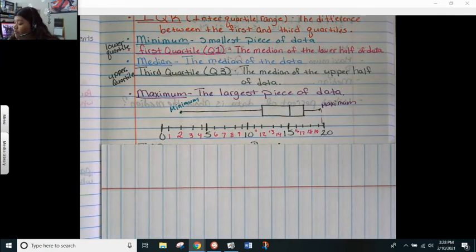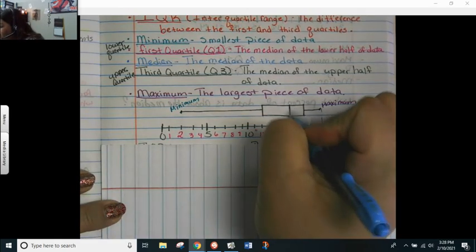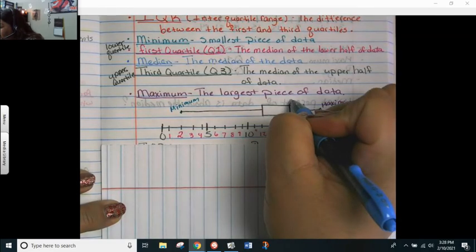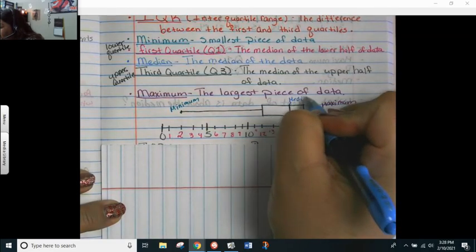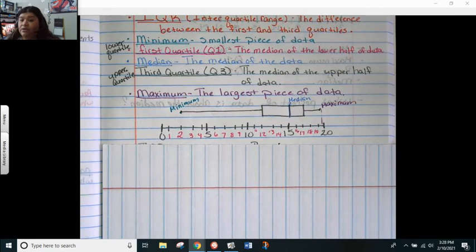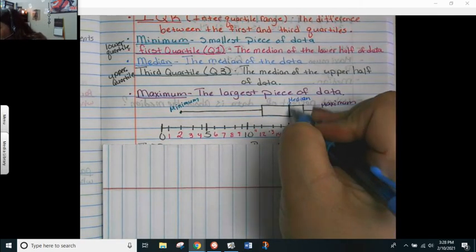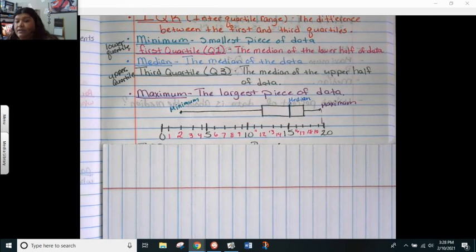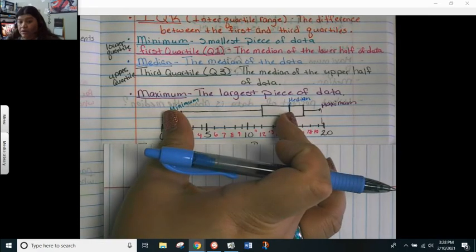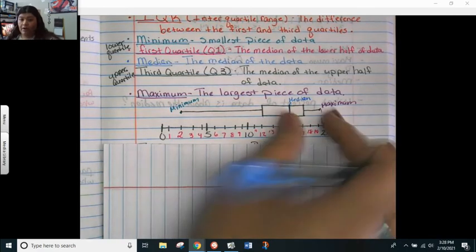Now, median is the number in the middle. Your median is this line right here. This right here is called the median. Okay, so they ask you which one is the median. It literally is the line in the middle. That line separates your data into two equal parts. I have the lower part and I have the upper part.